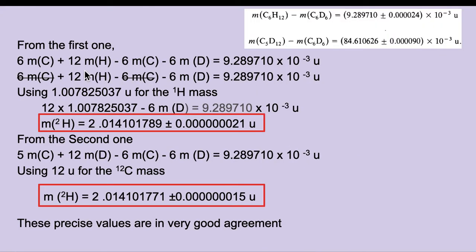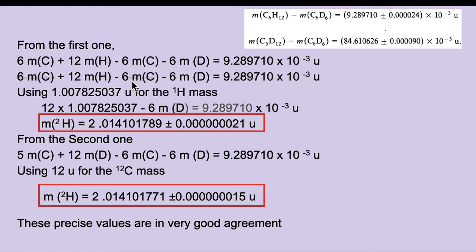From the first one, you can write this equation: M of C6H12 minus M of C6D6 is equal to this value. So you write this as mass of carbon, that means 6 times mass of carbon plus 12 times mass of hydrogen, and here 6 times mass of carbon minus 6 times mass of deuterium. That is equal to, and here we are considering only the ion, or if the electron is there, you can neglect the mass of the electron. This is this value, 9 point something.